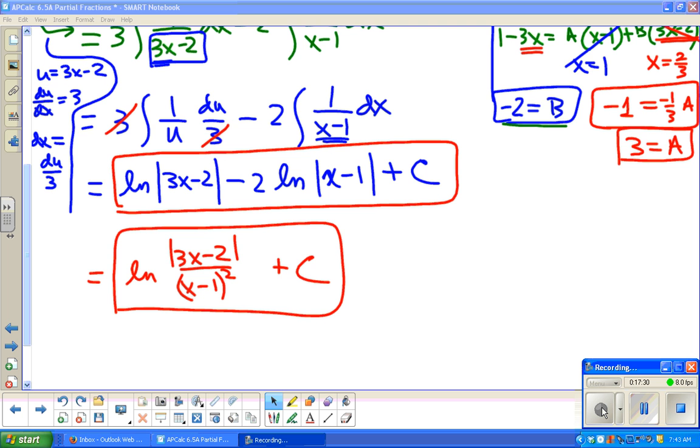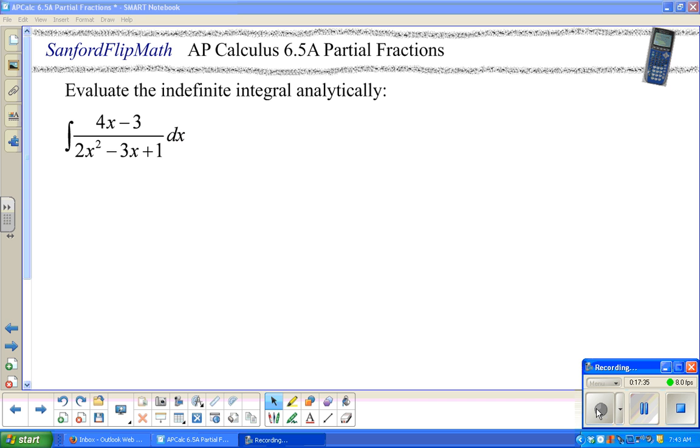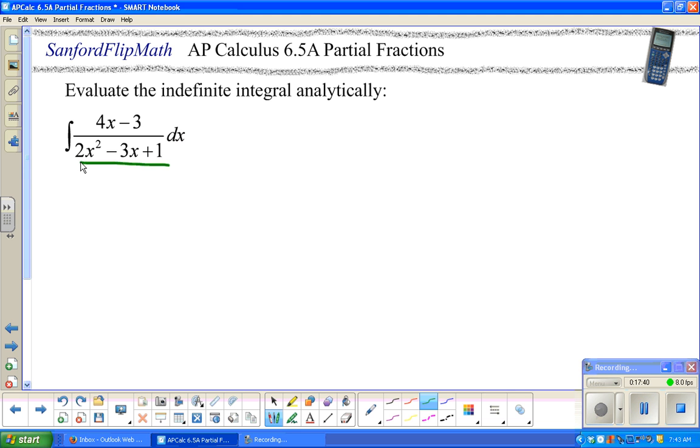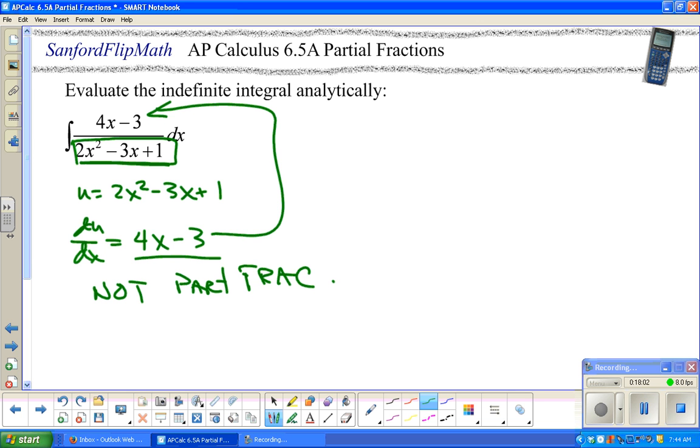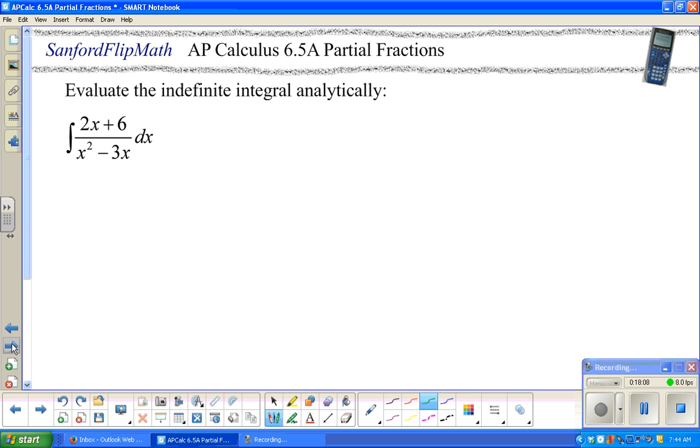Okay, so what I'd like to do is a couple of things. First up, I want to point out this. Let's take a quick look at this. This looks like it factors, but before we do that, notice that if I take this denominator and do the derivative, its derivative is present. This is really not partial fractions. This is really u substitution.